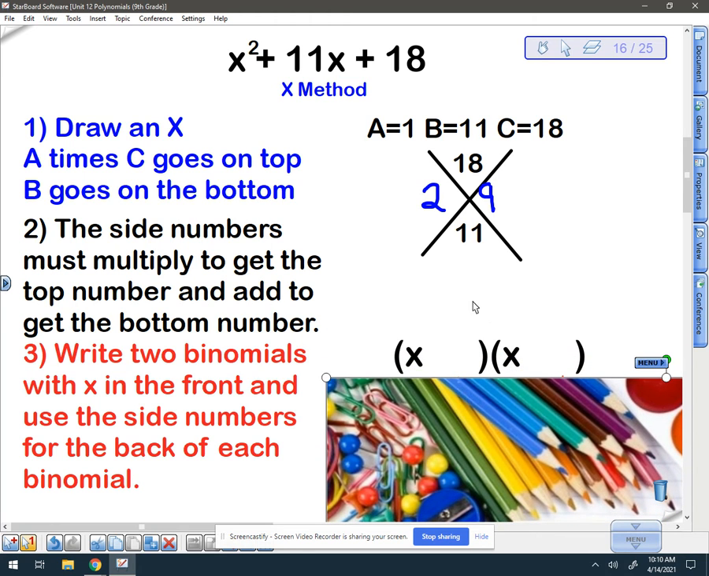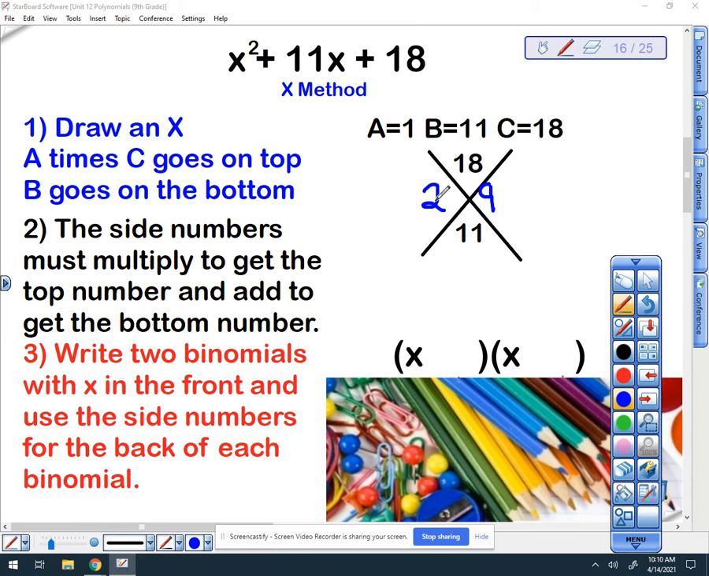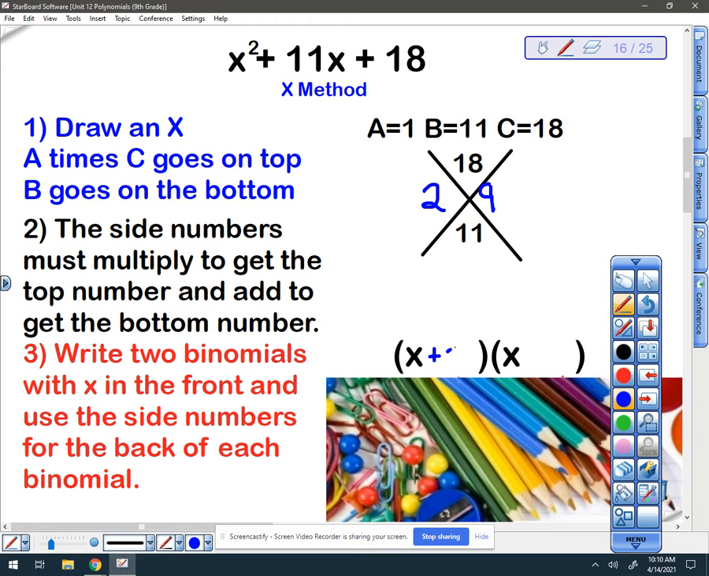The next thing you're going to do is write the binomials with X in the front. So this is what it's going to look like every time. Parentheses, and you put X in the front. So you put your two parentheses, put the X in the front of each, and then use the side numbers for the back of each binomial. So the next thing you do is look at this. I had a positive 2 and a positive 9. So it's going to be X plus 2, X plus 9.